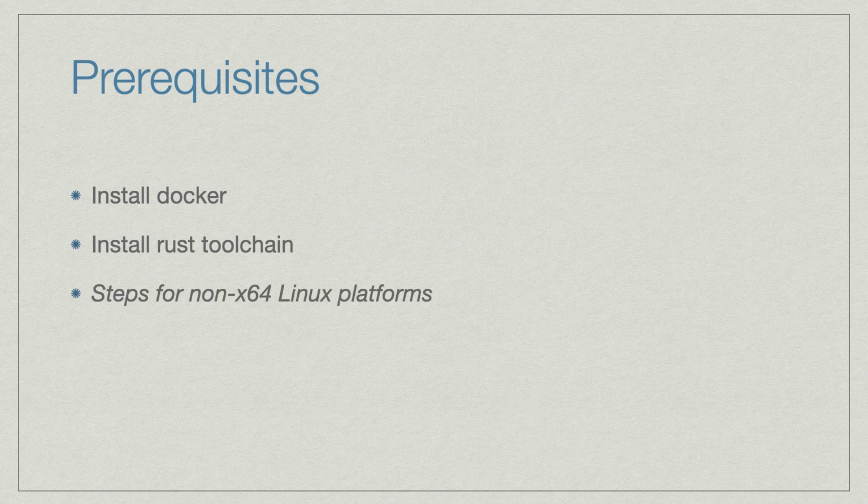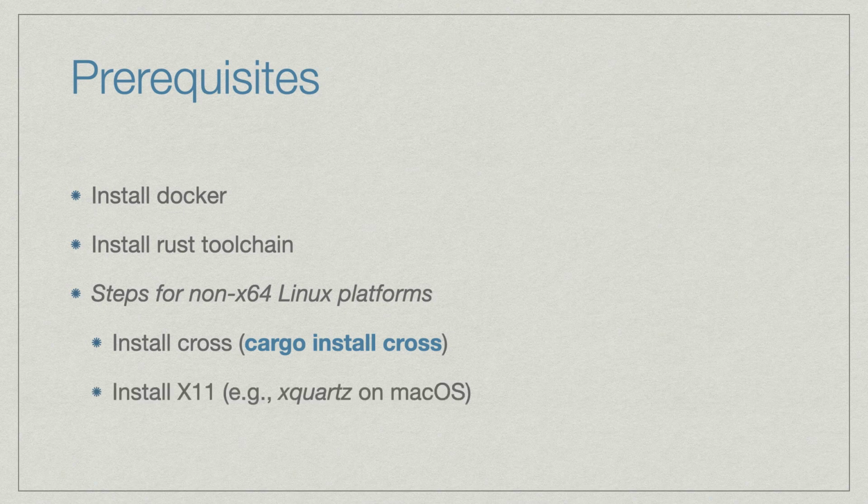If you are using a non-Linux platform, additional steps are necessary. The cross tool must be installed to easily cross-compile dtn7 for the core emulator Docker image. And an X server like Xquartz on macOS is needed to display the graphical user interface.